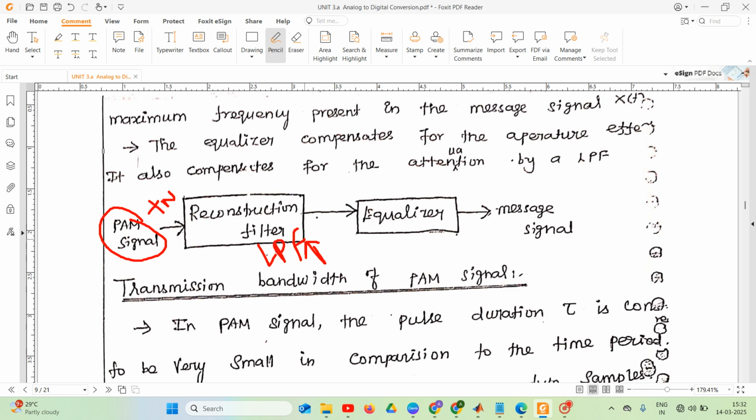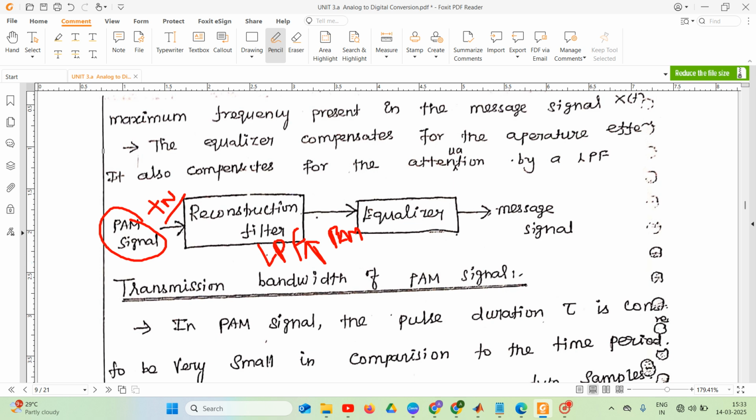What will it do? It removes high frequency electromagnetic signals, which are our unwanted signals. It is a noise signal, right? After that, we will get the PAM signal by removing the noise. But because of the aperture effect, we will get the decreased PAM signal.